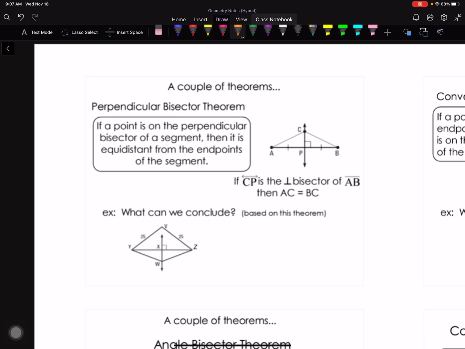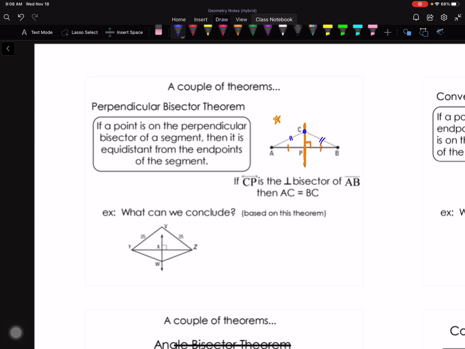So if you're looking at our diagram over here off to the right, CP is our perpendicular bisector because it's splitting the segment into two congruent segments, and we have that 90-degree angle. So what the perpendicular bisector theorem says is that point C here is the same distance from A as it is from B. So we could say that AC is the same thing as BC.